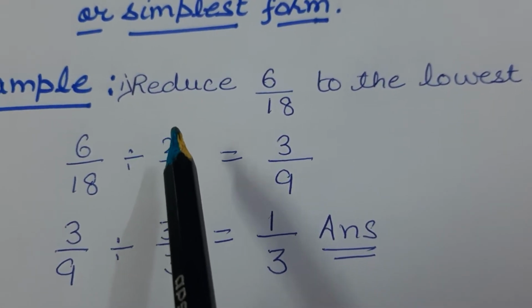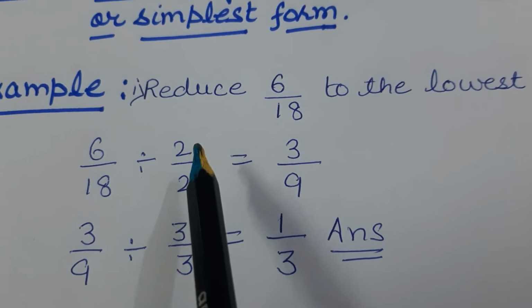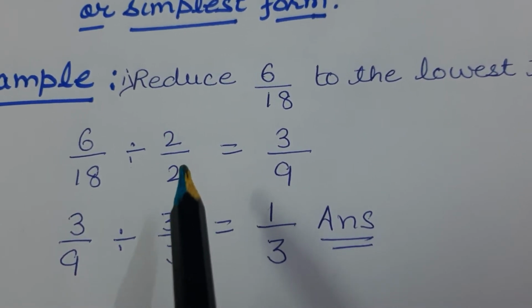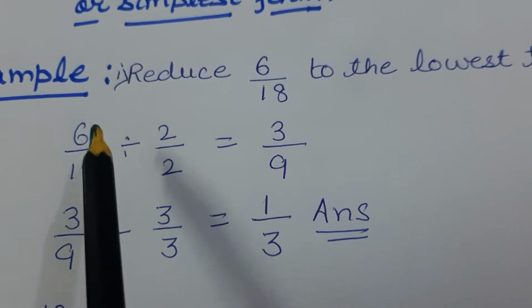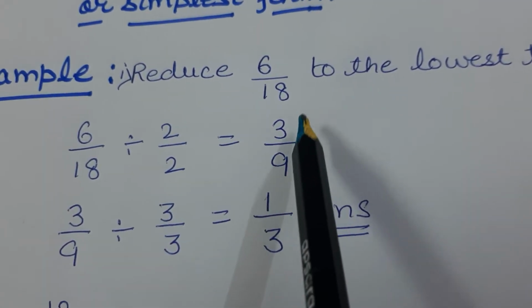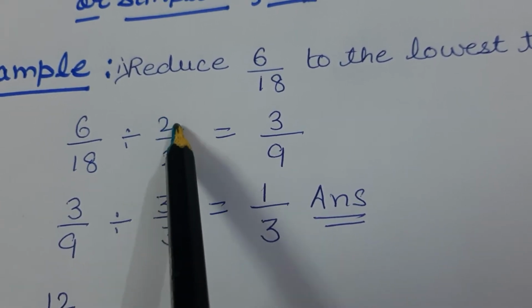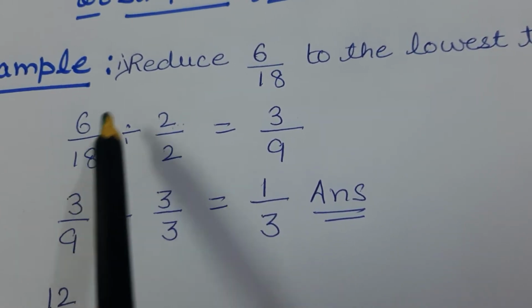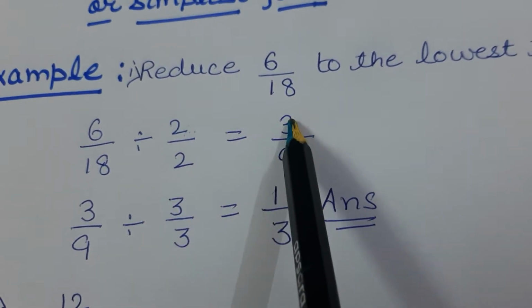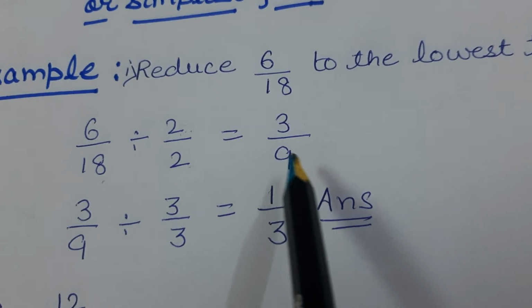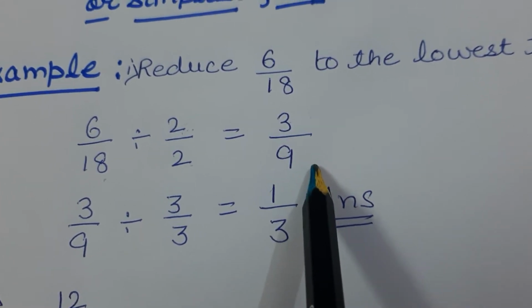So we will divide the numerator with 2 and the denominator also with 2. When we divide 6 by 2 we get 3. How? In 2's table you have to see where 6 comes. 2 3s are 6, so 3. In 2's table where 18 comes, 2 9s are 18, so 3 over 9.